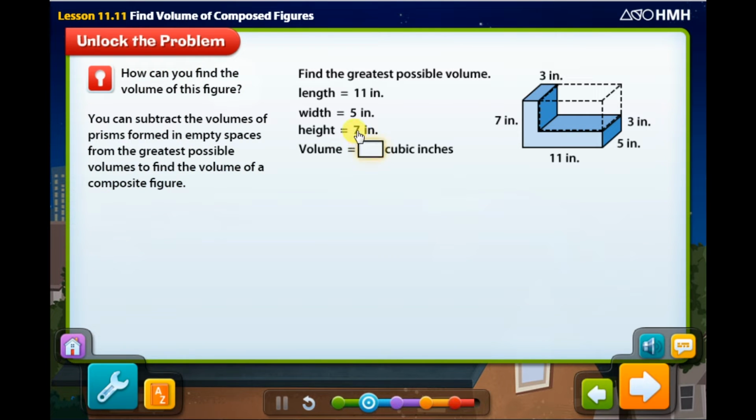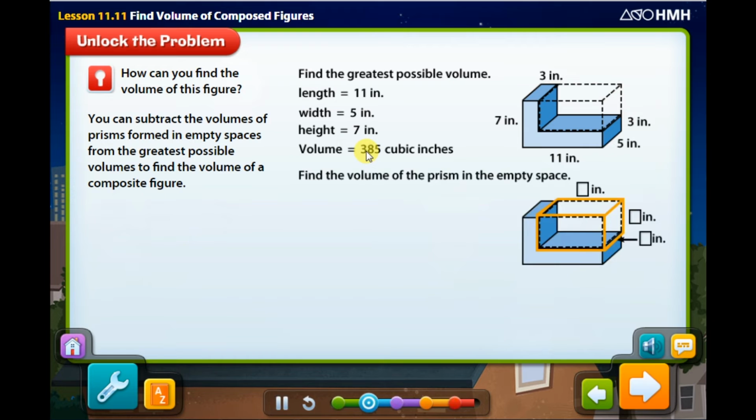So 7 times 5 will be 35. 35 multiplied by 11 will be 385. The greatest possible volume is 385 cubic inches. Now you need to find the volume of the prism in the empty space.